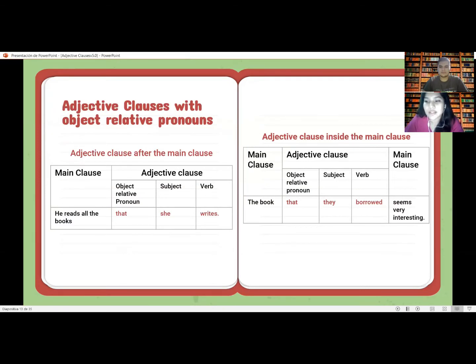And then the adjective clause can come inside the main clause. For example, in the main clause, the book seems very interesting, with the adjective clause: the book that they wrote seems very interesting. Also, the pronoun is "that."